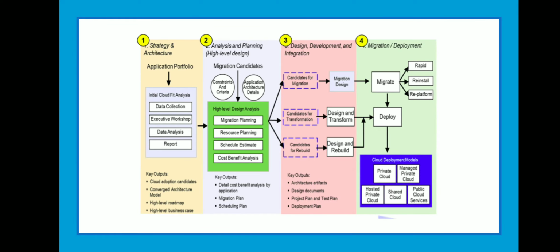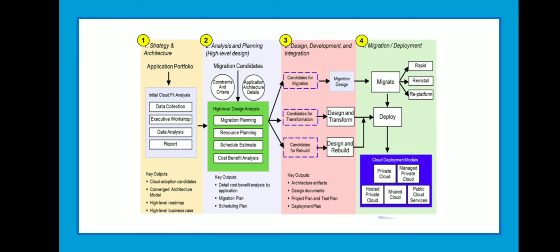So this provides four elements. One is strategy, second is analysis and planning, third is design and development, and fourth is migration and deployment. Now, this framework can also be associated with the KPIs that I discussed in my previous presentations, so that you have a framework for cloud migration, and then you have KPIs, you map it, and then you are ready to go.